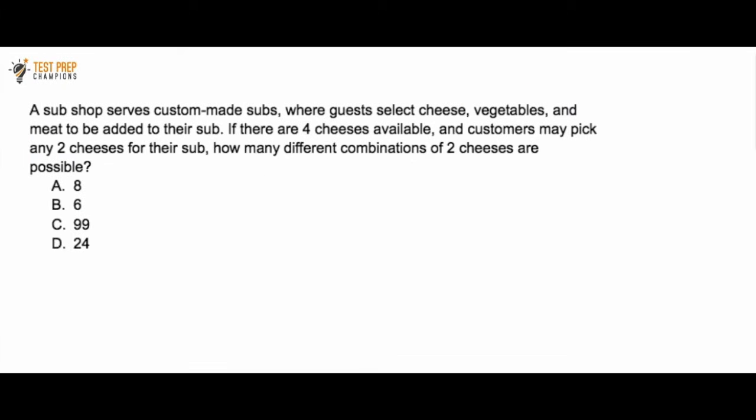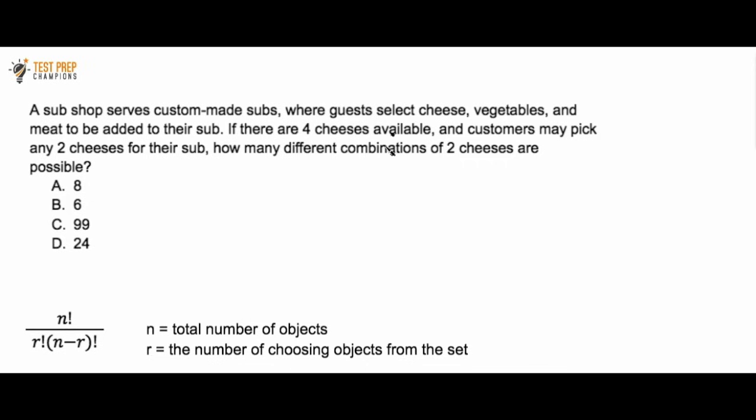A sub shop serves custom-made subs where guests select cheese, vegetables, and meat to be added to their sub. If there are 4 cheeses available and customers may pick any 2 cheeses for their sub, how many different combinations of cheeses are possible? A, 8, B, 6, C, 99, or D, 24. So let's have you pause the video if you'd like to try this one out, and then when you're ready, we'll go over how to do it.